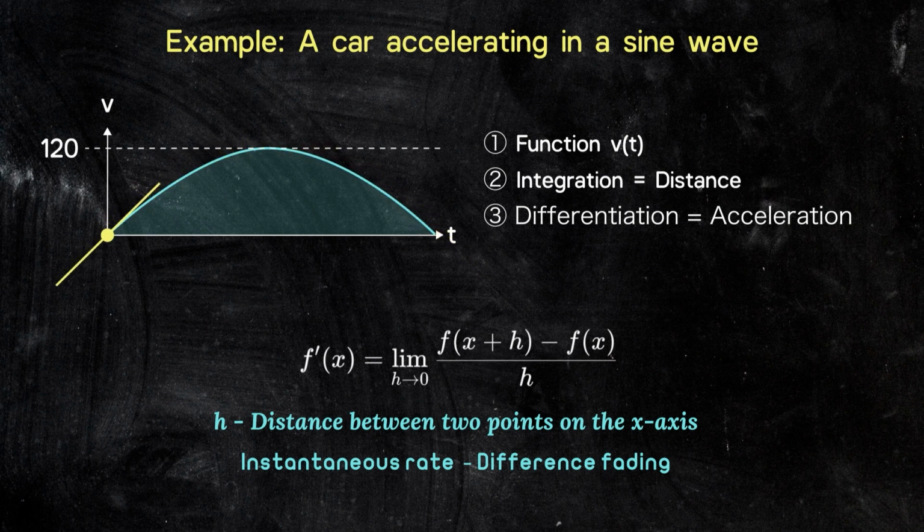As for the distance, it is represented by the area under the curve. We can go to any point on the curve, calculate the area under it up to that point, and the resulting area will give us the exact distance traveled at that precise moment.